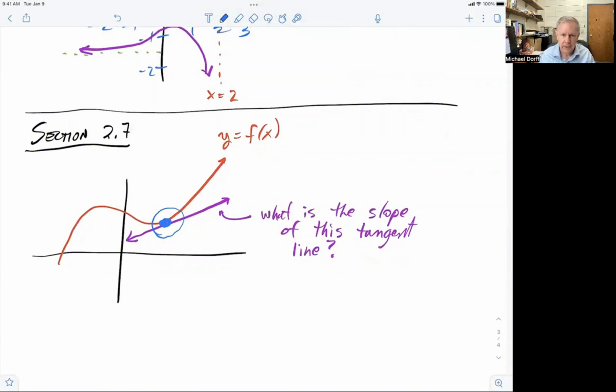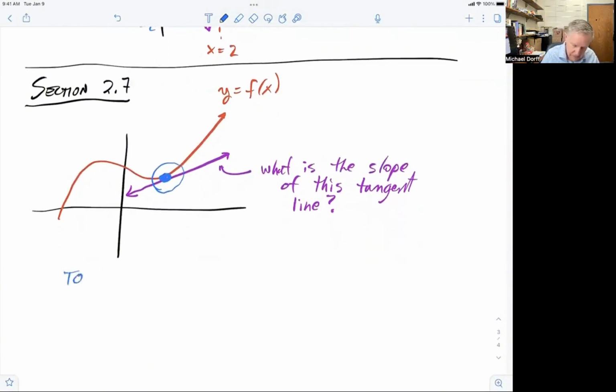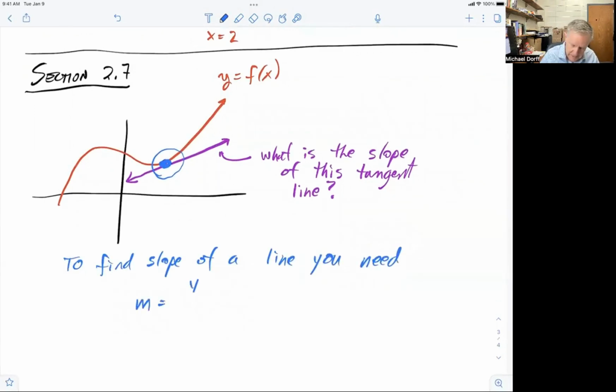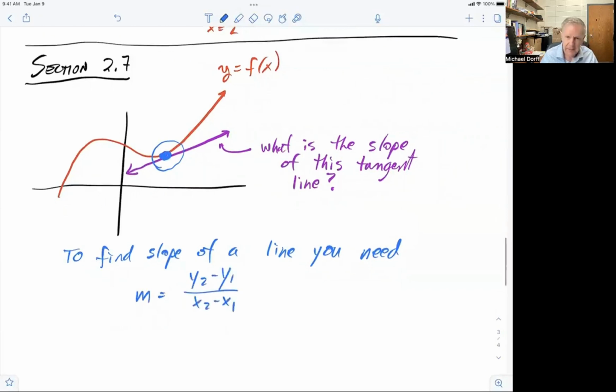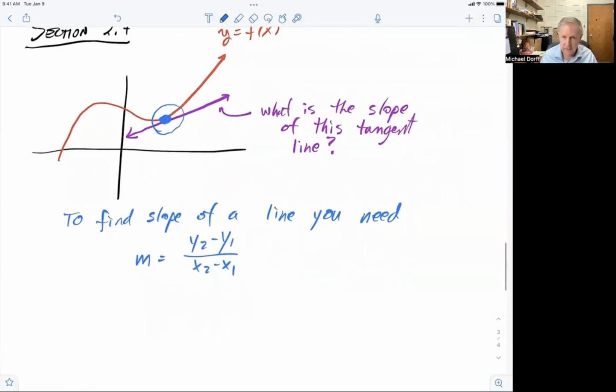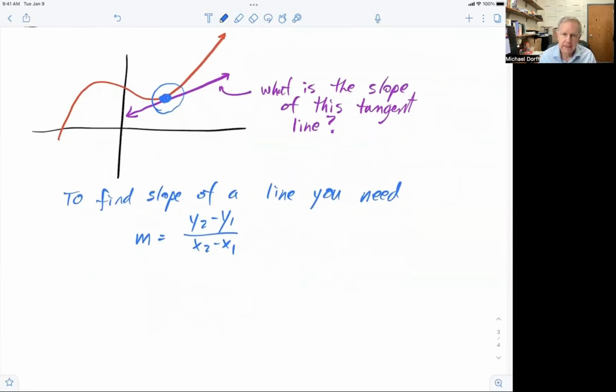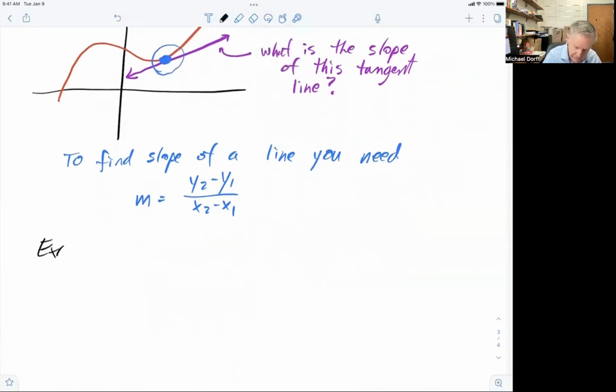The difficulty here is to find the slope of a line. To find the slope, you need 2 points. You need, in this case, y2 minus y1 over x2 minus x1. That's what the slope of a line is, the rise over the run. That's another way you can think about it. This is the beauty of calculus, that we're able to find the slope of that line. So let me review a few things here.